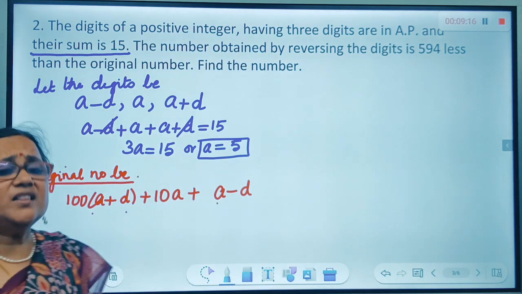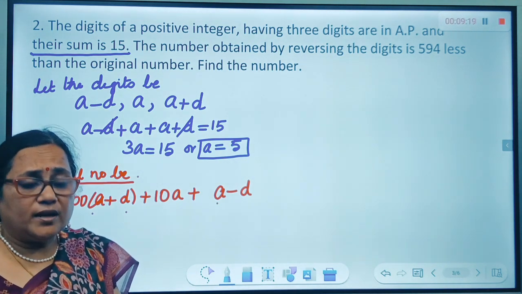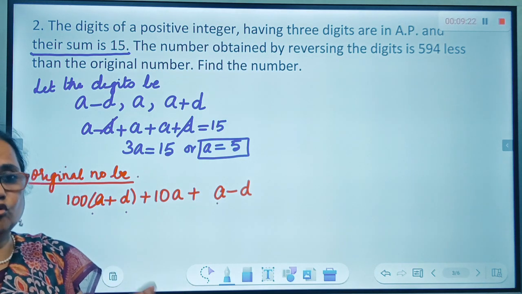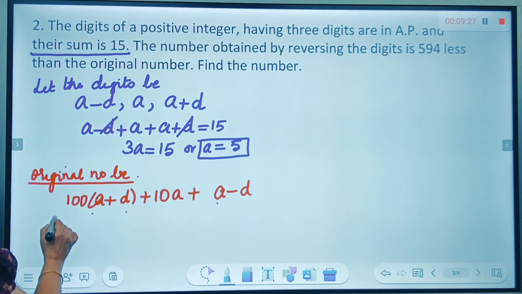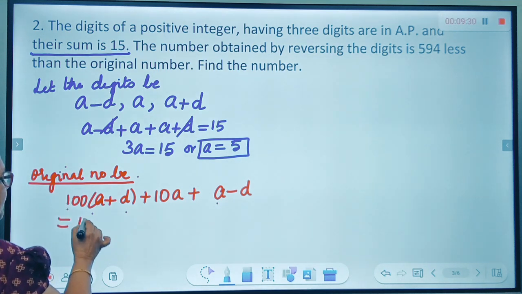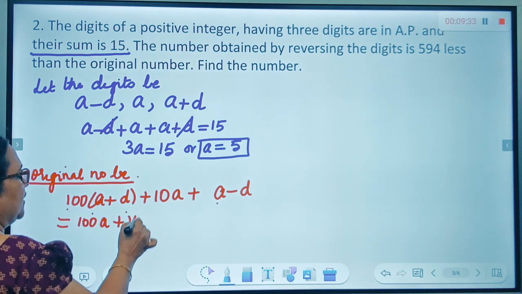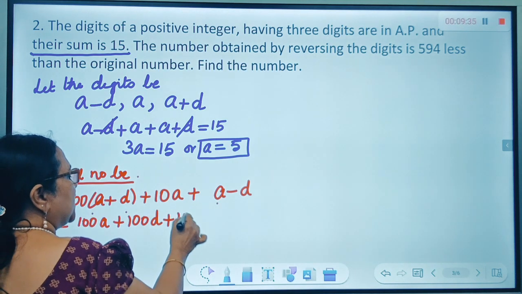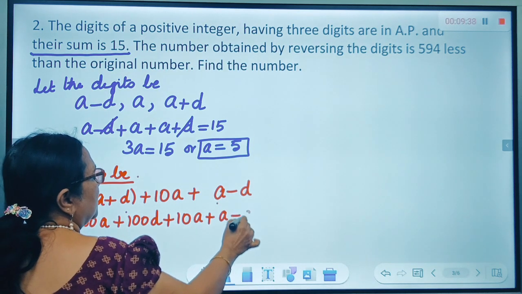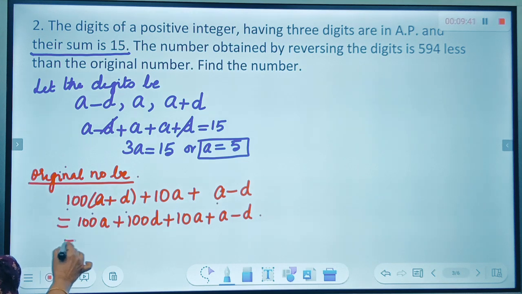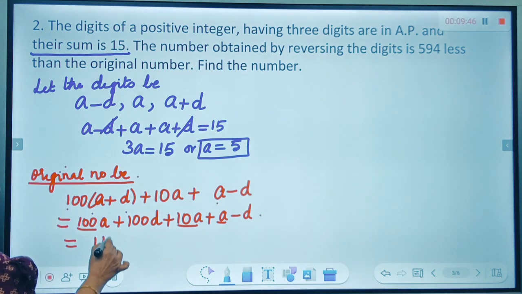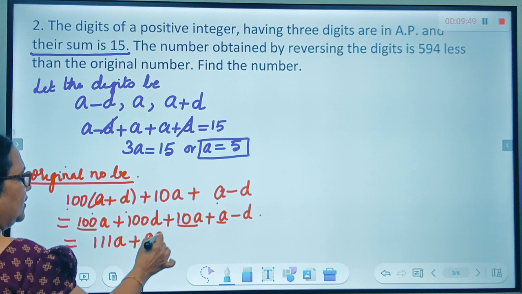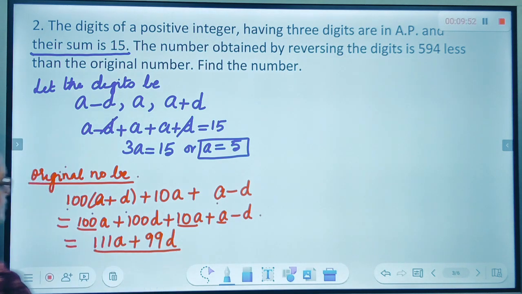Like I said, suppose you have any 3-digit number, 278. 2 into 100 plus 7 into 10 plus 8 into 1. That's how you will write the number in the expanded form. So that is what I have written. Now this simplifies to 100a plus 100d plus 10a plus a minus d, which is equal to, now 100a plus 10a plus a will give me 111a plus 99d. 100d minus d is 99d.